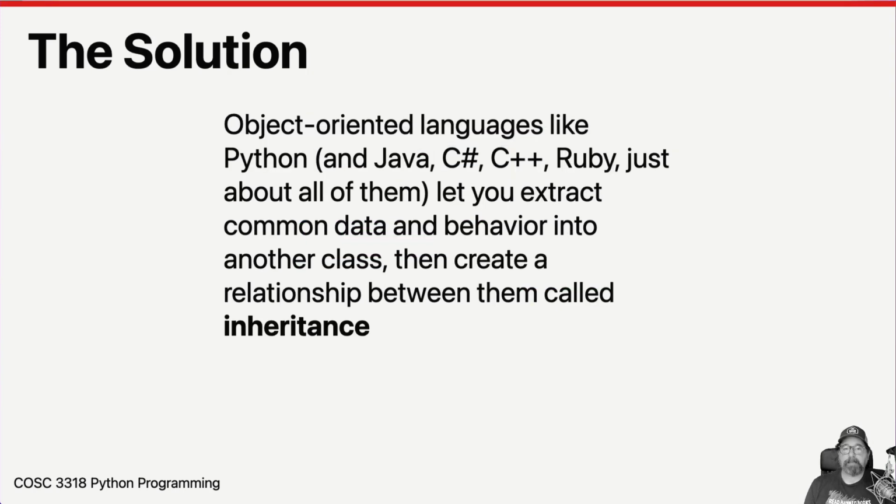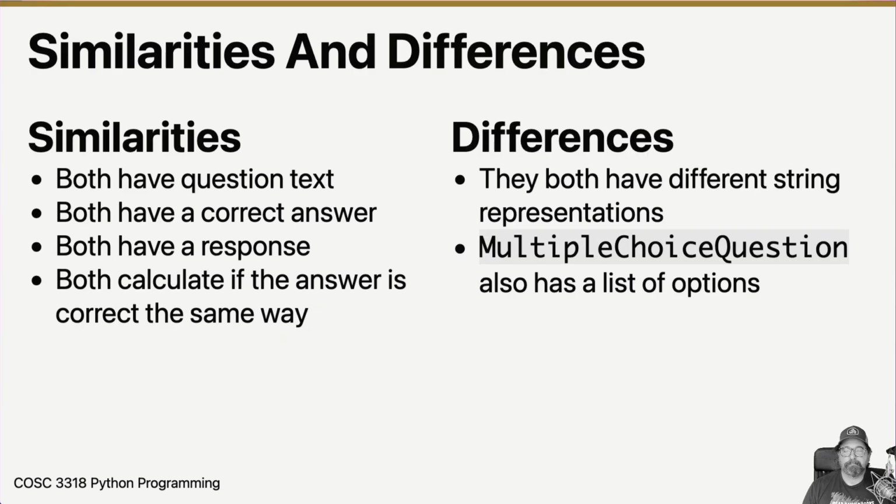Object-oriented languages like Python and Java and C# and C++ and Ruby and R, Common Lisp, they let you extract common data and behavior methods into another class. So you create another class and then you tie those two classes together through a relationship called inheritance. And that parent class, the class that you move that stuff into, the child class that's inheriting from it, it gets all of that data and all of those methods.